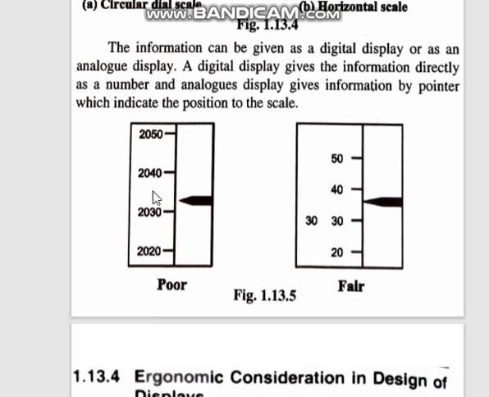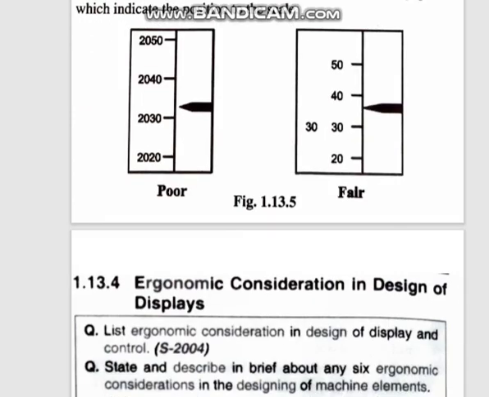Here they have shown this is a poor type of display, this is a fair type of display. Instead of a big and large number, a small number can be put here, and this pointer is elongated. So we will be clearly able to read the reading with the least response time. That's why that is better.